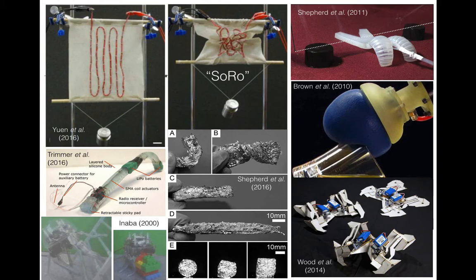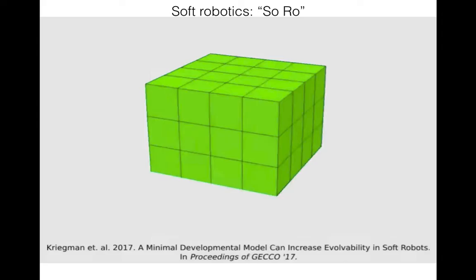We have these very non-intuitive systems. How do we go about designing them? I'm going to show you the application of evolutionary algorithms to do so, and also why we might want to include Devo to help us better design these soft robots. So I'm going to touch on a couple of projects today.